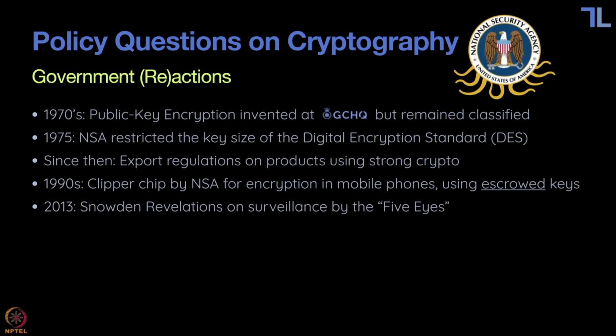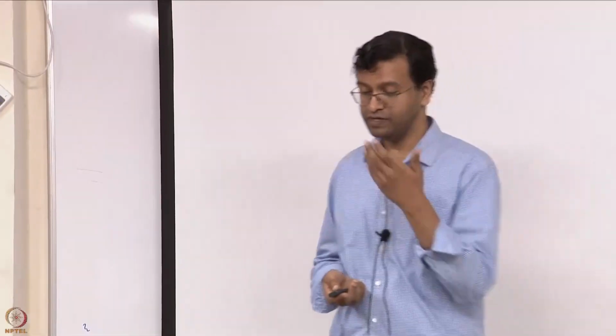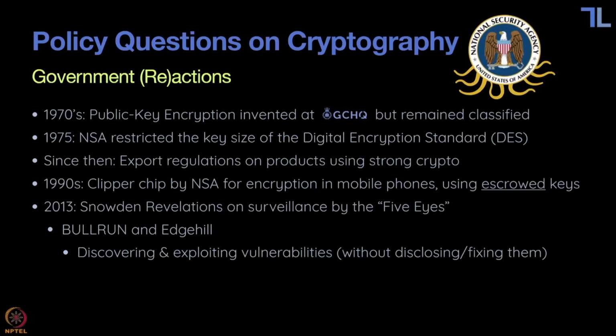doing surveillance globally. Okay? And as part of that, they had these programs called Bull Run and Edge Hill, Bull Run in the US, Edge Hill in the UK. And the idea was to discover vulnerabilities, software bugs, whatever, right? And instead of getting them fixed, use them, exploit them. Okay? So the government, these programs, they were sitting on collections of vulnerabilities that they discovered and didn't tell anyone about.